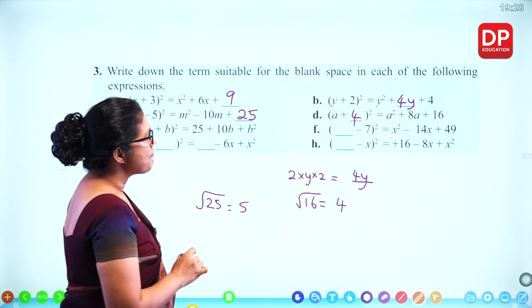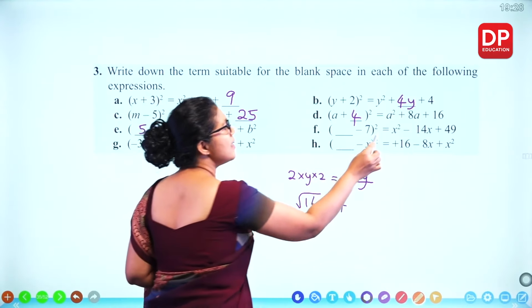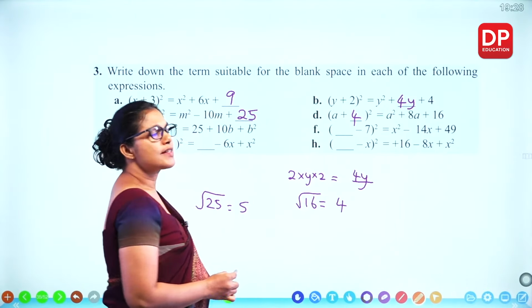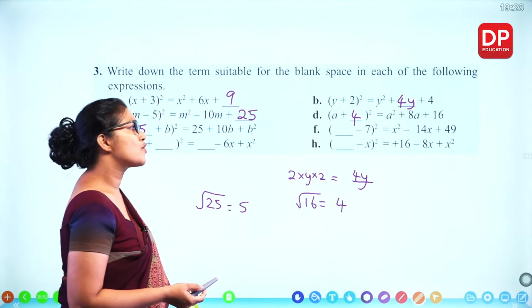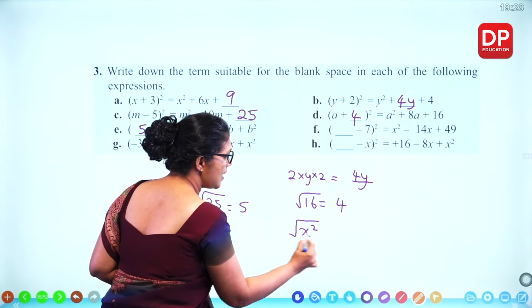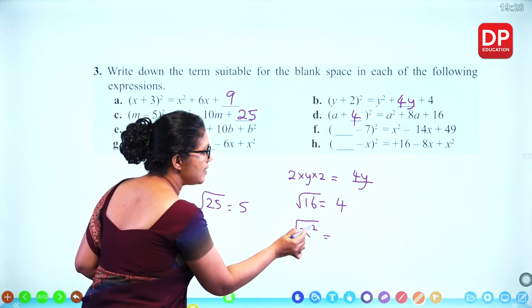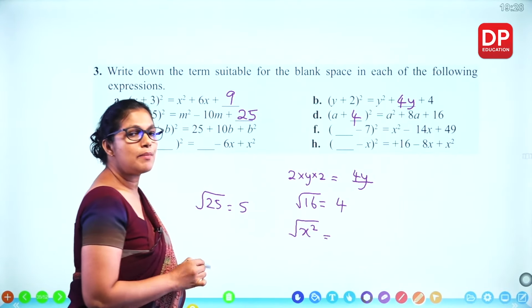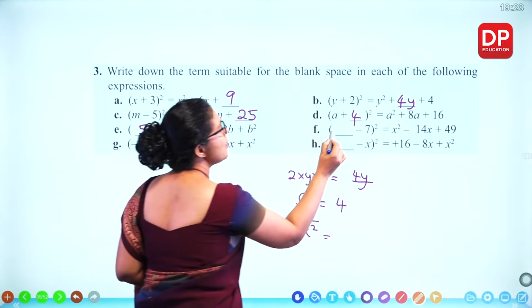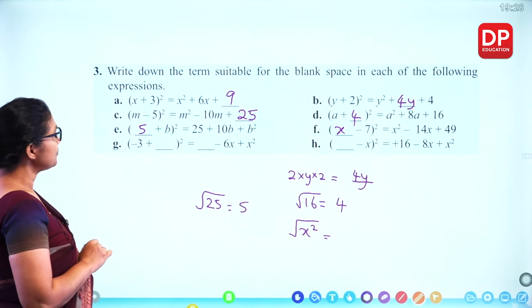This part, the first term is missing. All the other terms are there. So how do you get the first term? What is the square root of x squared? We know, as I explained before, when there's a square root and a square term, it gets cancelled out and you get x as the answer.